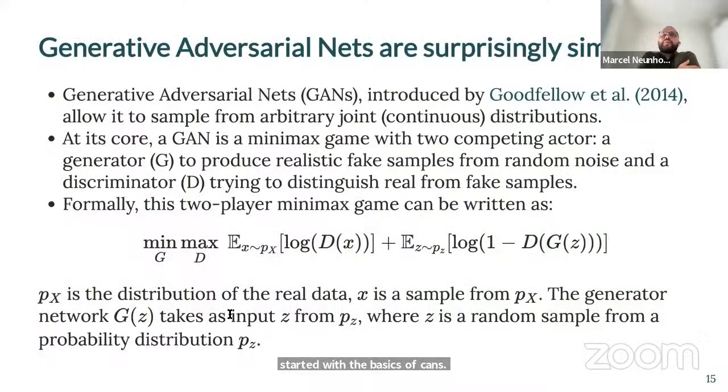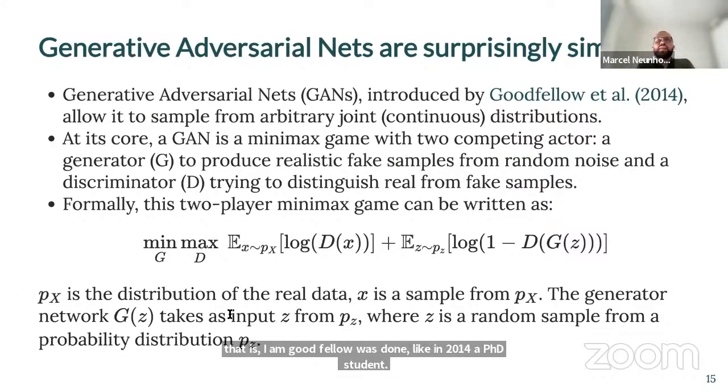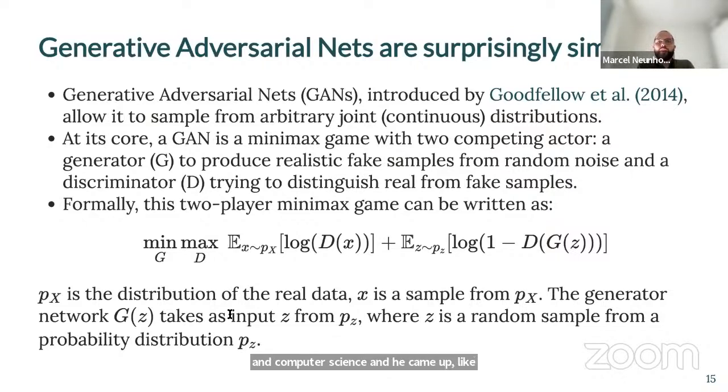All right, so this is a lot of text, and I won't read the text to you, but I try to use the illustrative example that Goodfellow et al. used. That is Ian Goodfellow. He was then, in 2014, a PhD student in computer science, and he came up with those generative adversarial nets within a research group.